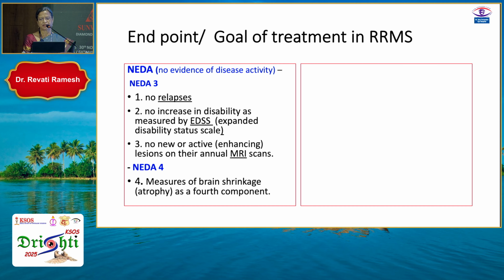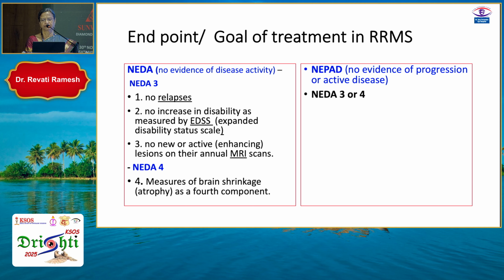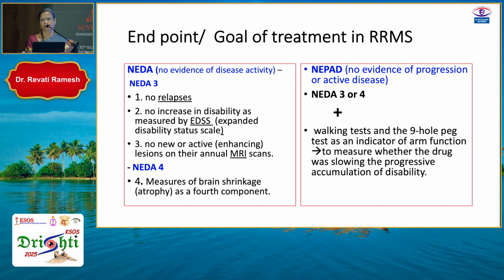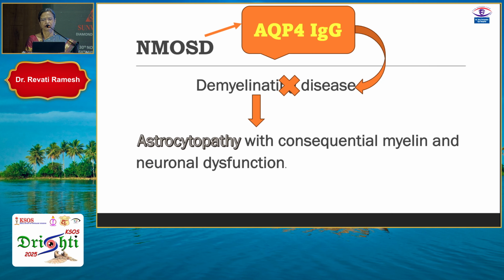Another endpoint measured is NEPAD, that is, no evidence of progression of disease activity. It is neither NEDA 3 nor 4, plus you measure walking tests and a 9-hole peg test as an indicator of arm function. This is to measure whether the drug was slowing the progressive accumulation of disability in the disease.